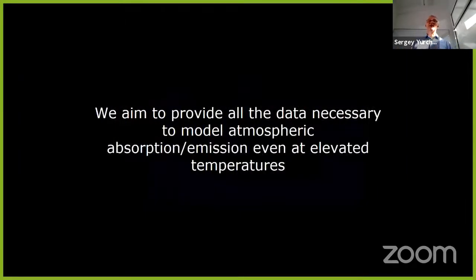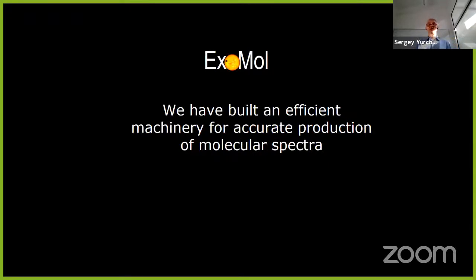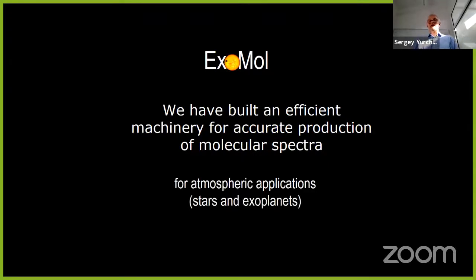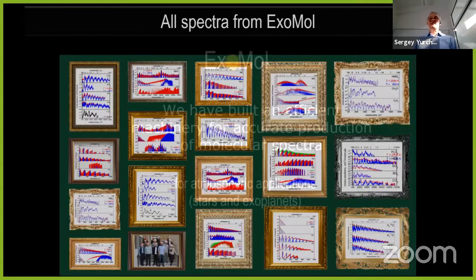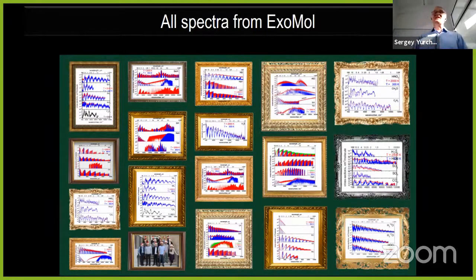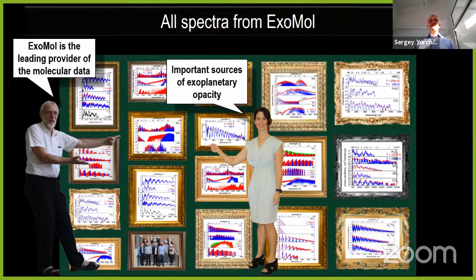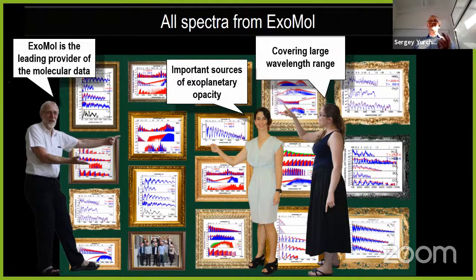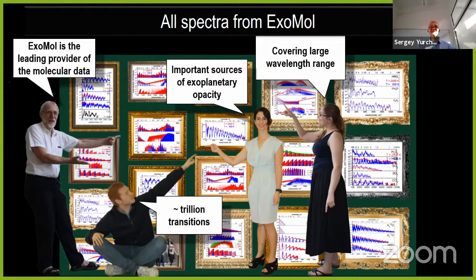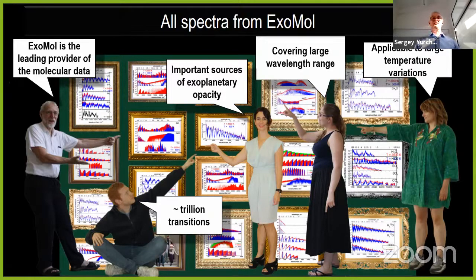We aim to provide all the data necessary to model atmospheric absorption and emission, even at elevated temperatures, and have built an efficient machinery for accurate prediction of molecular spectra for atmospheric applications, stars and exoplanets. And here's my sales slide, if you like, salesman. So why would you like to use ExoMol? It's a current leading provider of molecular data, an important source of exoplanetary opacities, covering a large wavelength range. It has trillions of transitions, and is applicable to large temperature variations.